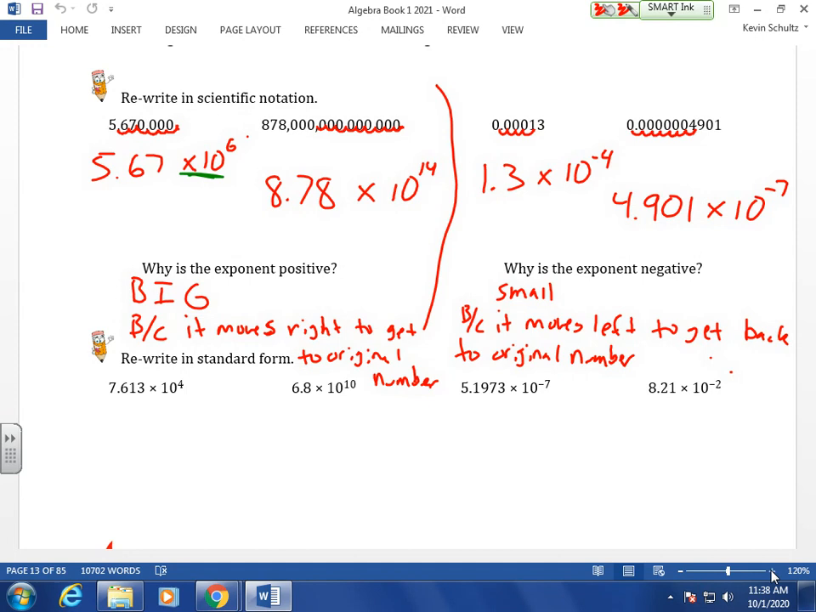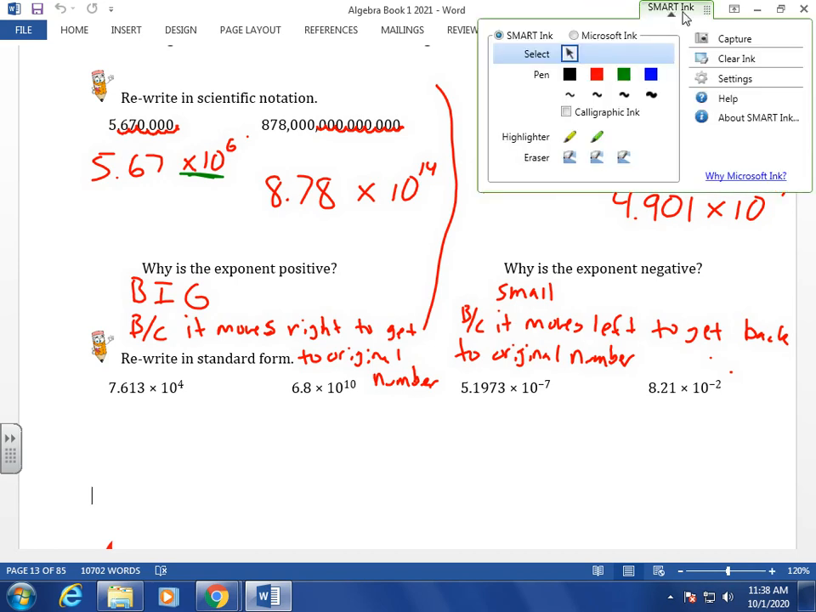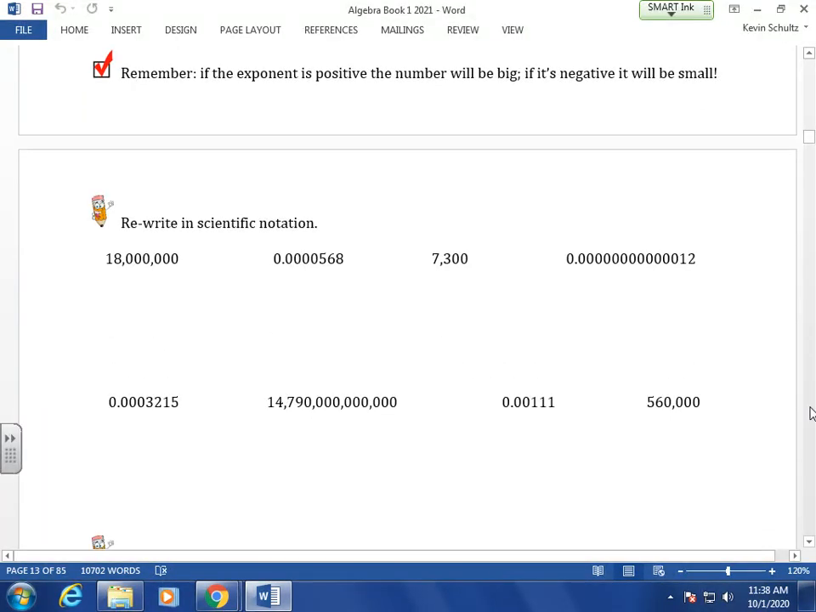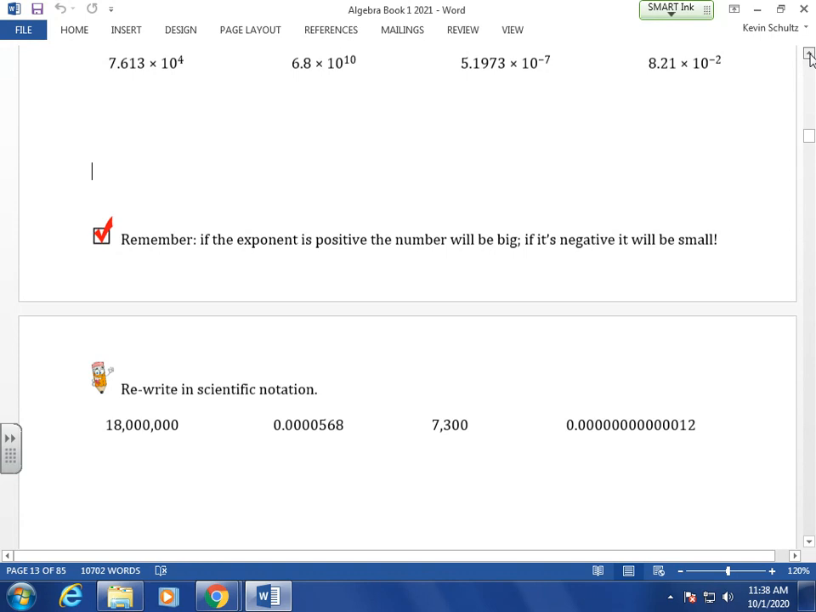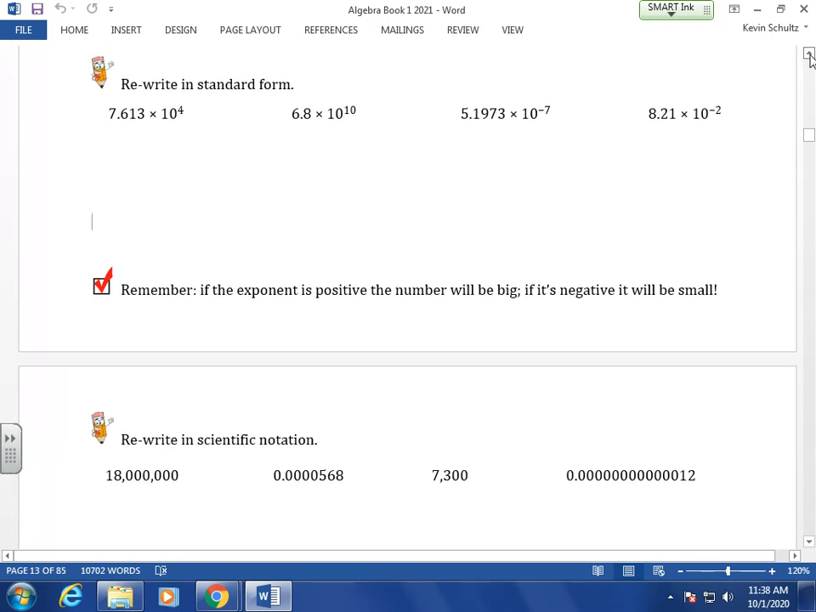The next section goes over rewriting the values in standard form. So it's going from scientific notation back to standard form. So we have 7.613 times 10 to the fourth. 7.613 times 10 to the fourth.